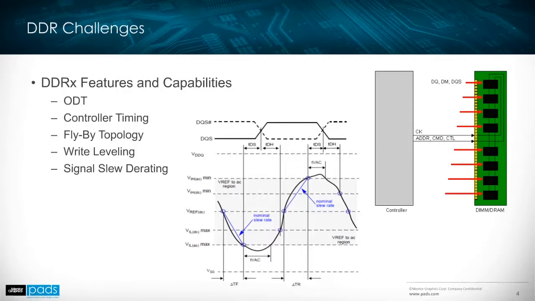Signal slew derating. This is the technique of adding or subtracting a delta time adjustment to the setup requirement of the DRAM. This can be very complex because each transition on each bit needs to be measured to determine the delta times, which can end up being thousands of measurements. With all of these different things to keep track of, how does someone go about managing DDR in their design? PADS can help.